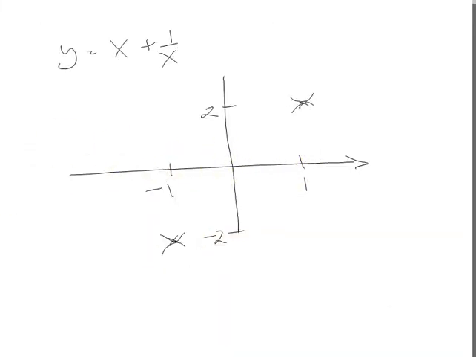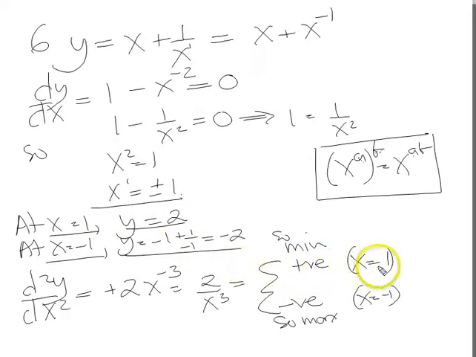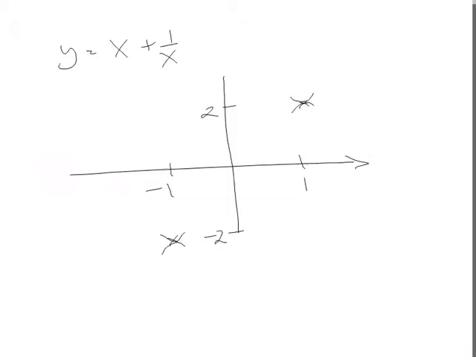And we said about the max and mins, didn't we? Let's just have a quick look. At 1 it was a min, at minus 1 it was a max. So at 1 it was a min, so we got that. And minus 1 it's a max, so we got that. Okay? So that's what we've got then. Good.